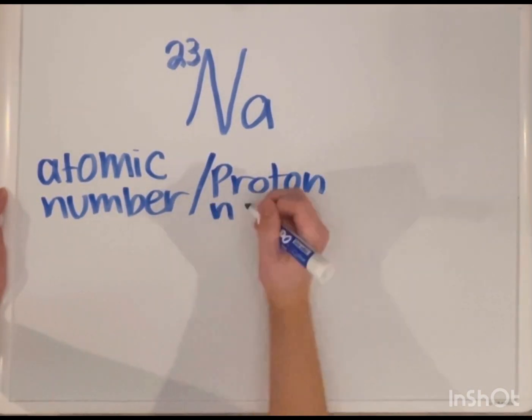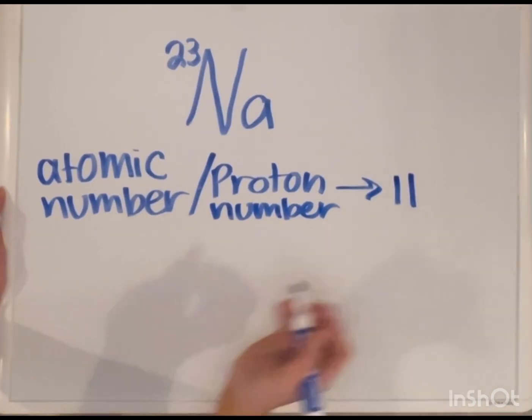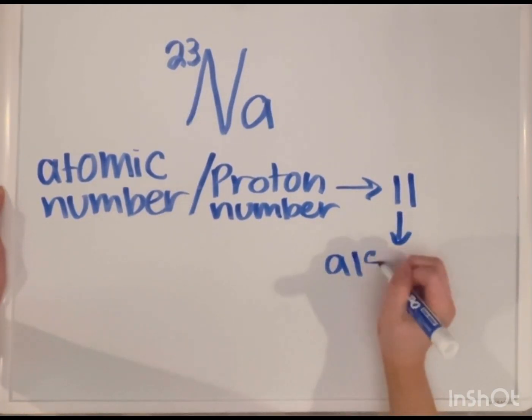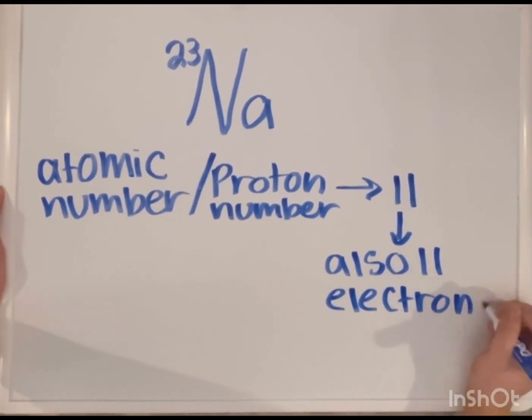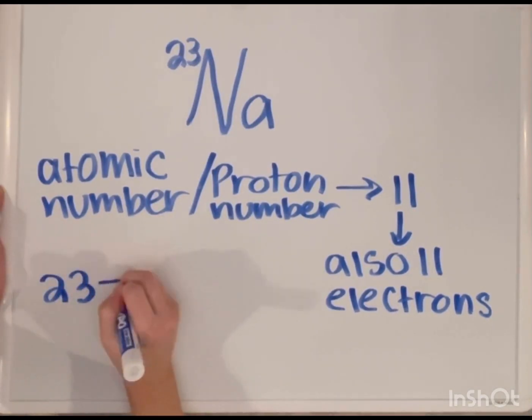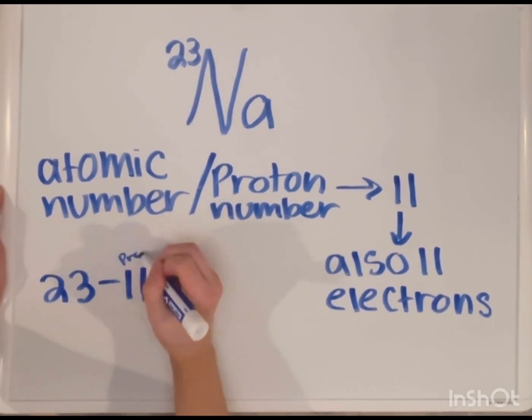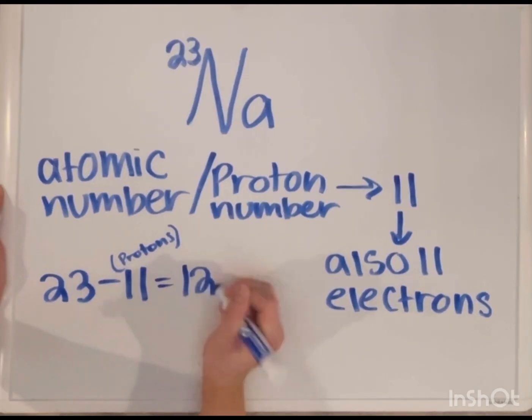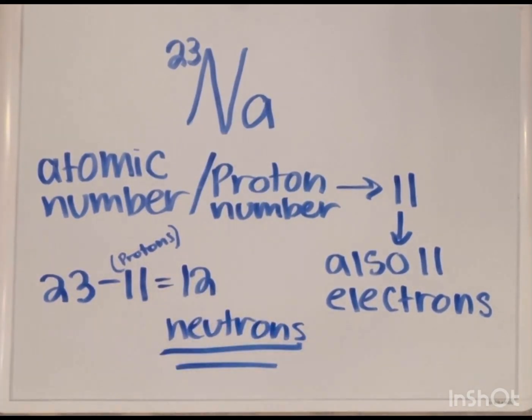The number of protons is equal to the number of electrons, which is 11. And then taking 23 and subtracting 11 from that, which is the number of protons, will give us our number of neutrons, which is 12.